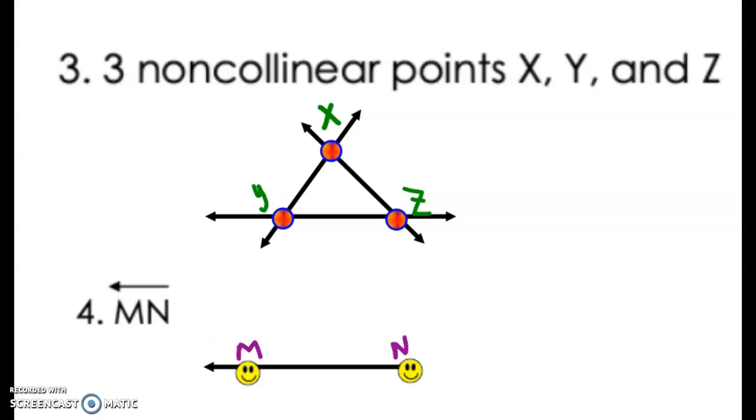So again, multiple ways that you can sketch this. Mine is not the only correct answer, but you'll see here I have a ray because I have an endpoint, and then my ray extends infinitely in the opposite direction. N is my endpoint, and my ray extends in the direction of point M.